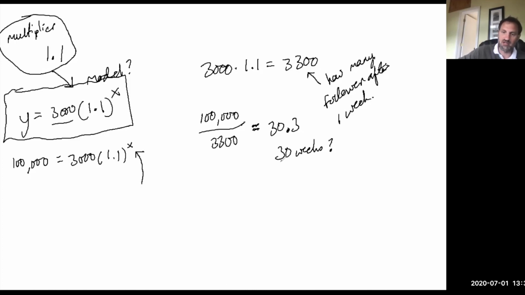Now, Roderick came up with 30 weeks, right? So what happens if you put 30 in here? Let's just use that as a starting point. What is 3,000 times 1.1 to the 30th power? What do you get?